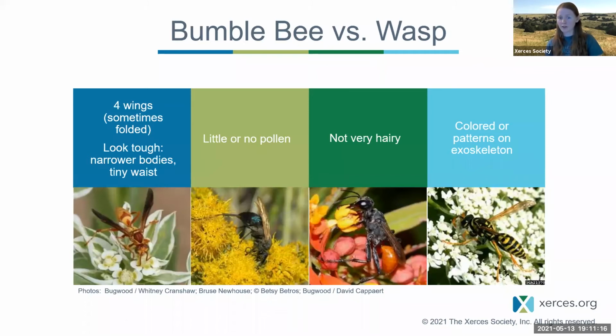They're not going to be very hairy, and a lot of the color that we see on wasps actually comes from coloration that's directly on their exoskeleton. And the exoskeleton is basically like a bee's skin, if you will. It kind of feels like a fingernail. So their color is directly on the exoskeleton, whereas on a bumblebee, the color patterns that we see come from hair colors.